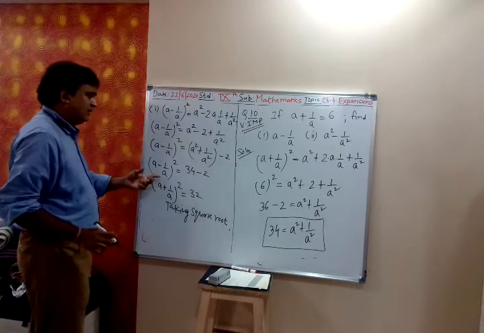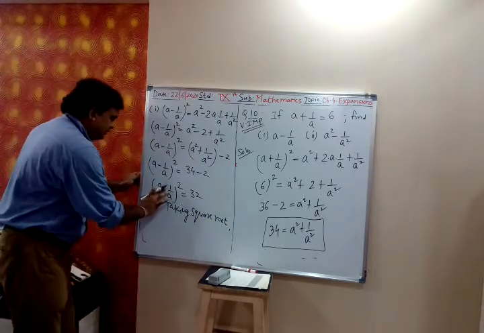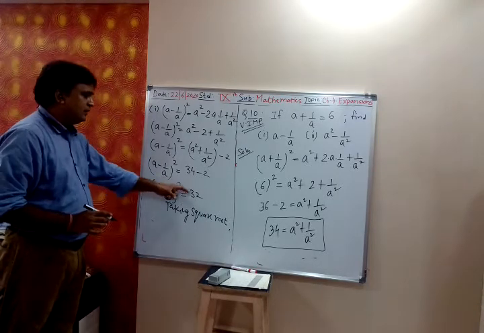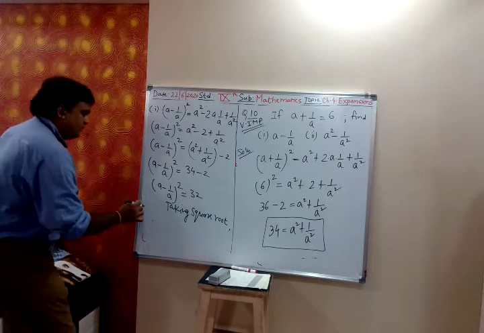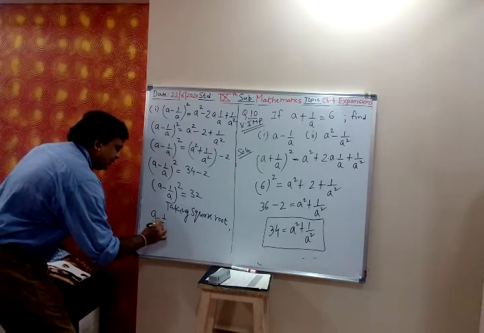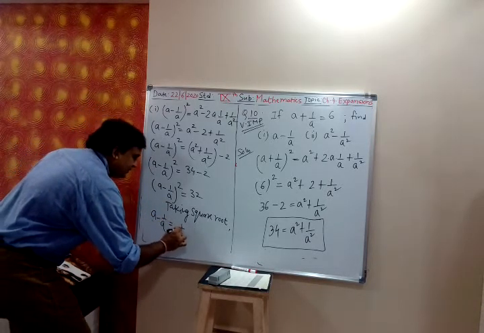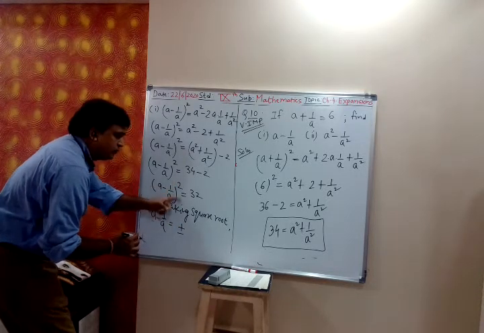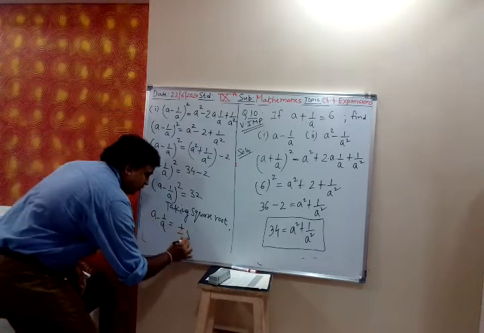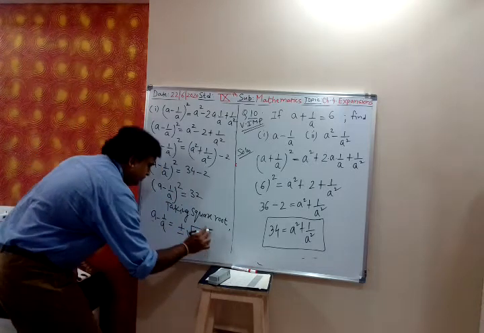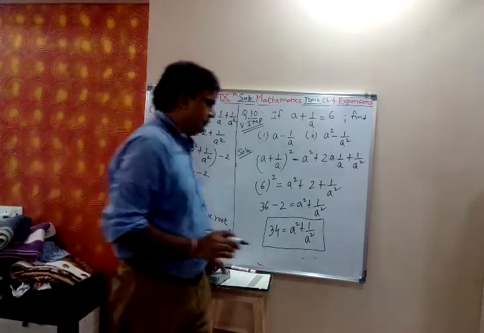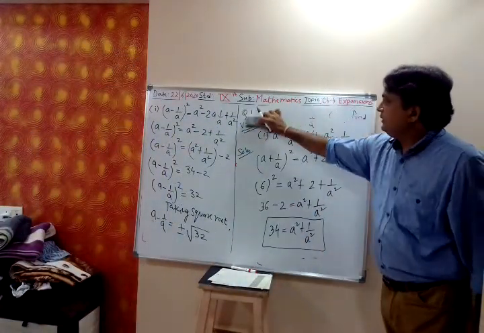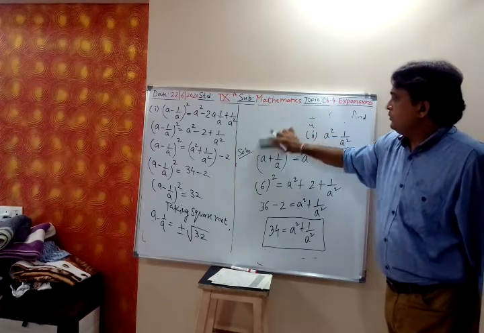Sorry, a minus 1 upon a whole square is 32. So square of this is 32, so I will take square root. So a minus 1 upon a. Now I will write plus minus because it is square. When we take square root from a square, we take plus minus root 32. Now I will simplify. What is plus minus root 32?